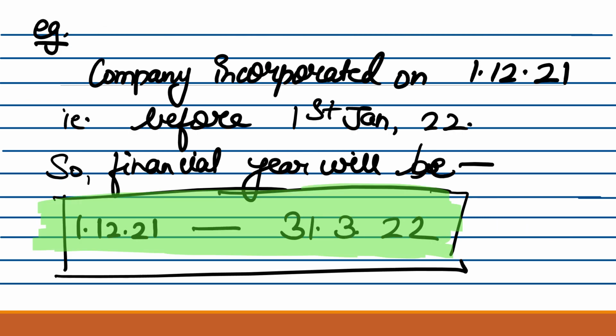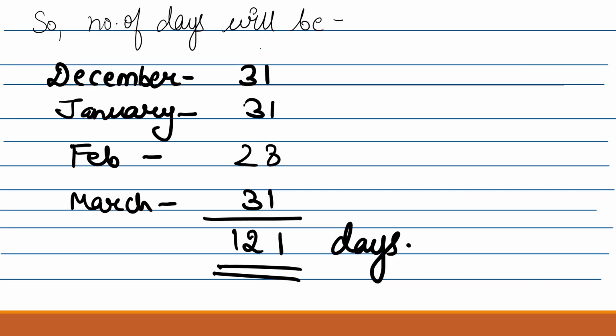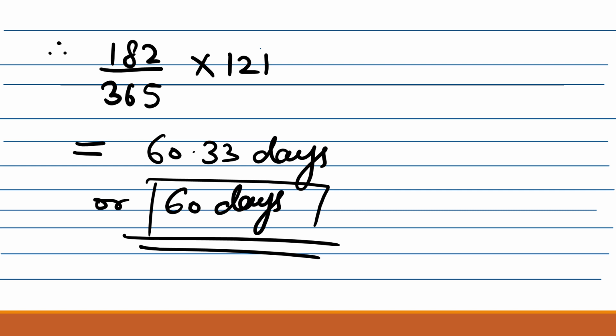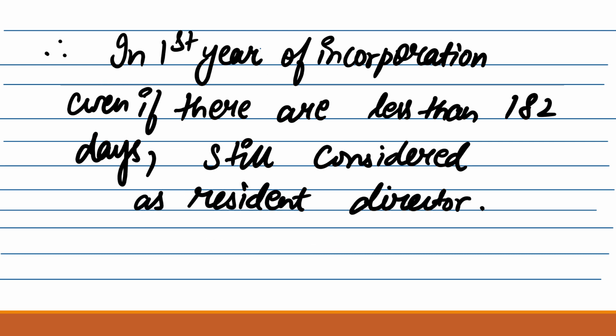Example, company incorporated on 1st December 21, that is before 1st January 2022. So the financial year will be 1st December 21 to 31st March 22. So number of days will be December 31, January 31, Feb 28 and March 31, total 121 days. So we have to calculate on a proportionate basis. So 182 divided by 365 into 121 is equal to 60 days. So therefore, in the first year of incorporation, even if there are less than 182 days, the person is still considered a resident director, because we saw in the example that it came to 60 days. So in case of first year, it is allowed.